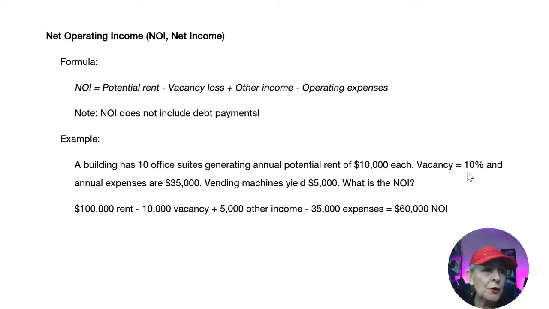They didn't show you to multiply 10% times 100,000 to get the minus 10,000. But you knew that each apartment is 10,000. They have a 10% vacancy. That's 1.